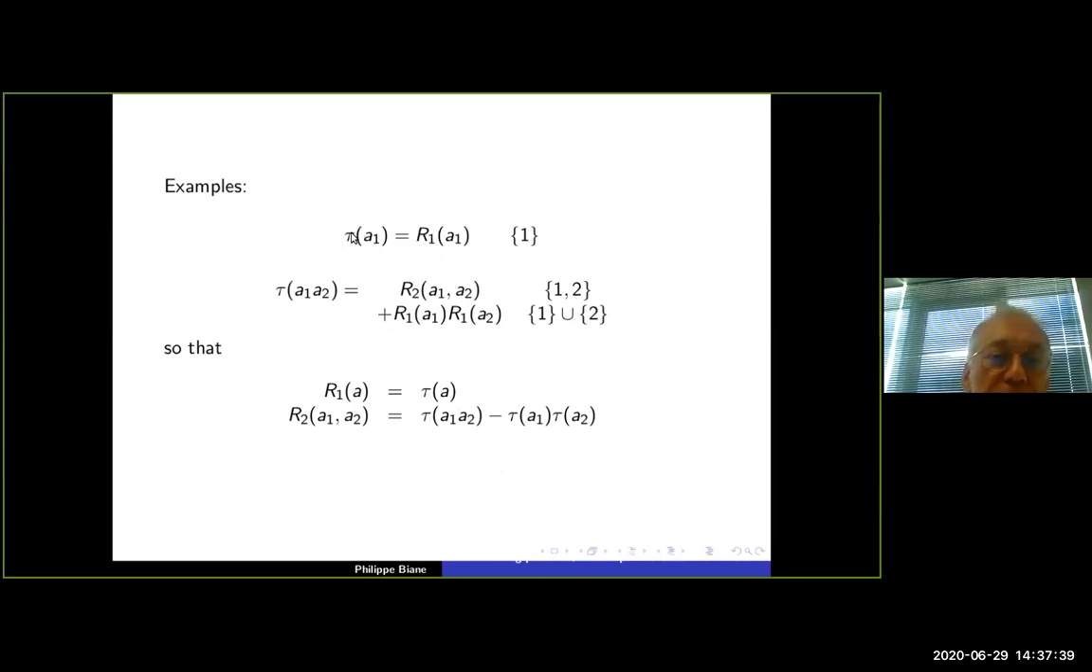So the first one is just tau, because when I do my formula, I just see that there is only one partition of the set {1}. So I just give this identity. So this gives me that R1 is equal to tau.